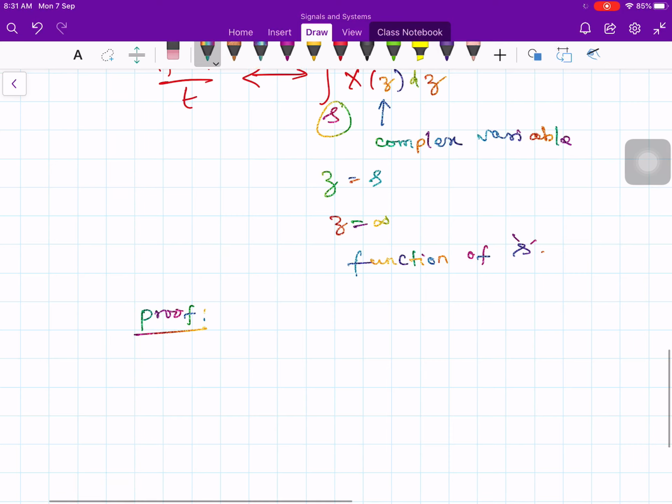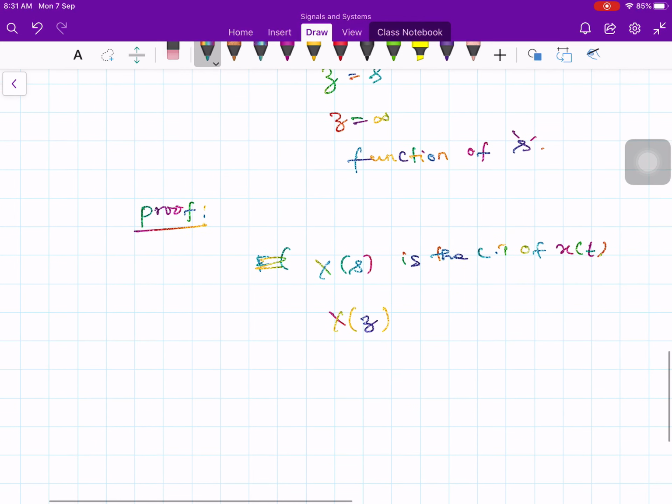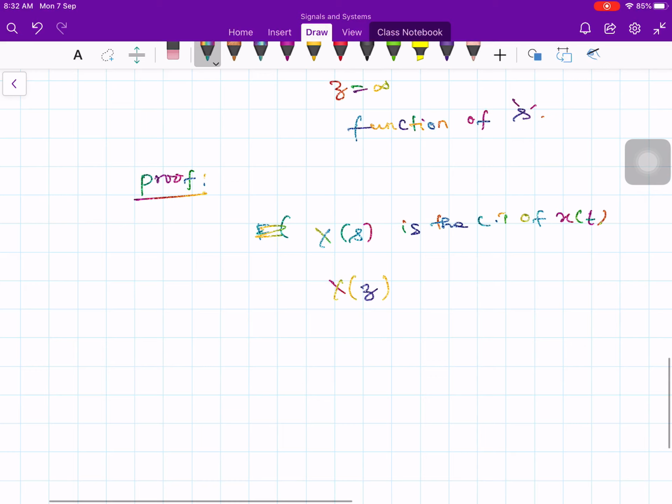Here we assume that X(s) is the Laplace transform of x(t). Now to avoid the confusion, we write X(z) with a dummy variable z. So instead of s, we are using the variable z. Instead of X(s), I am writing X(z). What is the formula for X(z)?